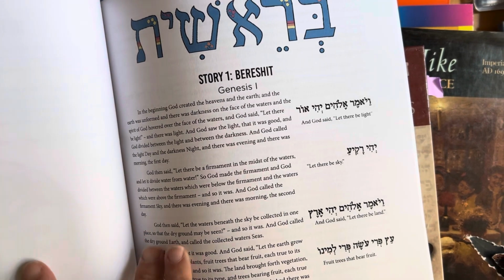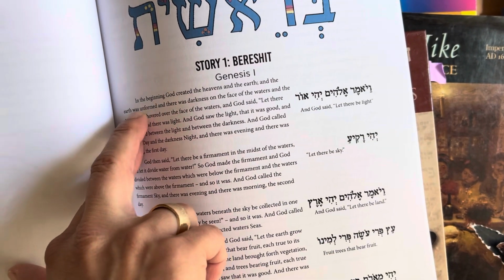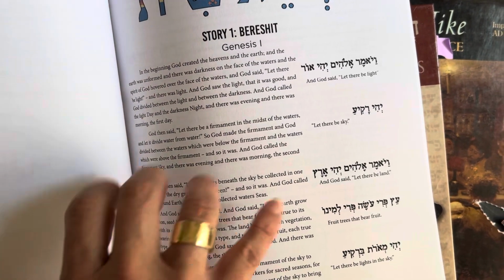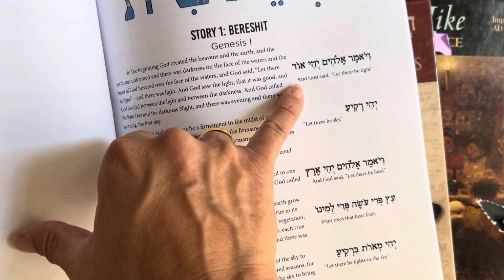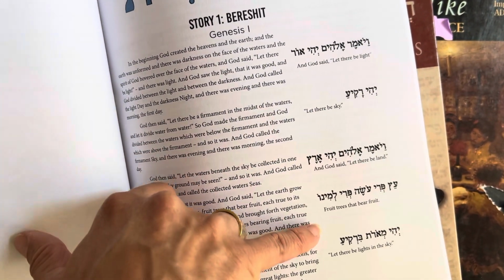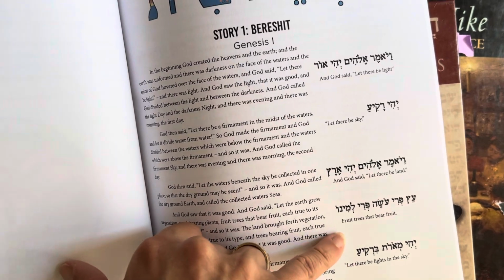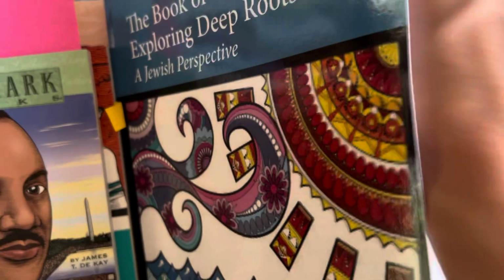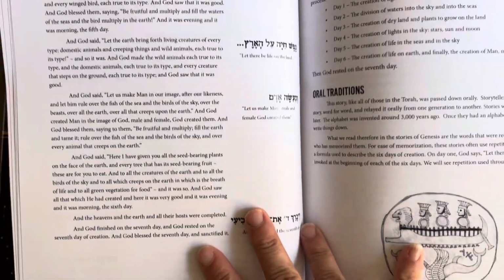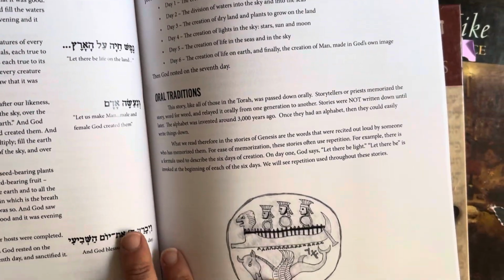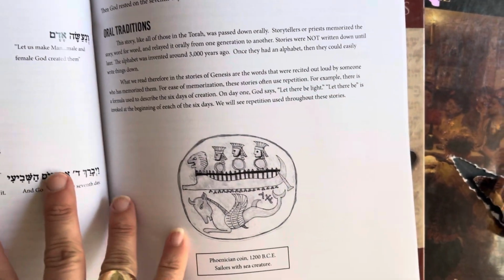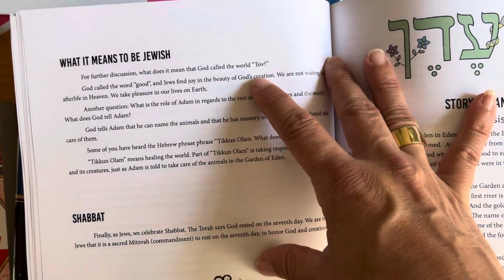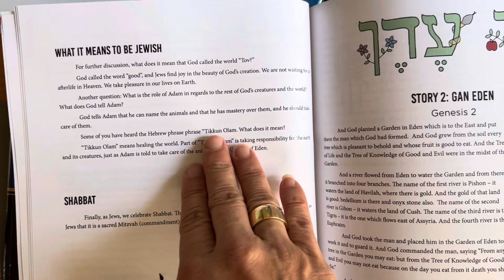And so again, similar to the Job book, you have the Torah portion itself, and then you have some of the pull-out sayings from here, which we'll talk about in another resource I'm going to share after this. But anyway, this is the Hebrew with the vowels. And so there's the rest of the portion. Then you have the summary, and you have oral traditions here, and there are photos. So it's a very interesting way of doing it. And then it talks about what it means to be Jewish, Shabbat. So it's kind of like a whole lesson tied into that parsha.